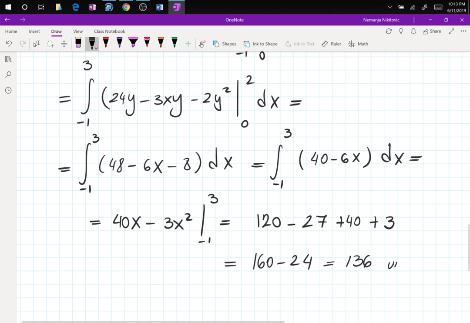Units cubed, whatever. If it was inches, inches cubed. If it's centimeters, centimeters cubed. So whatever it is.